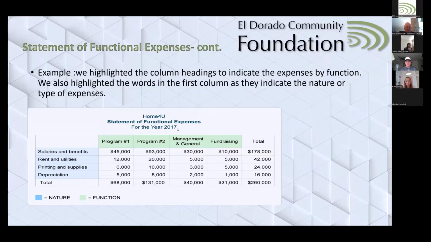So you would have program 1, program 2, management and fundraising, and you would have the nature of the expense. For example, if you're using salaries, what percentage is going to program 1 versus program 2 versus general management and fundraising.